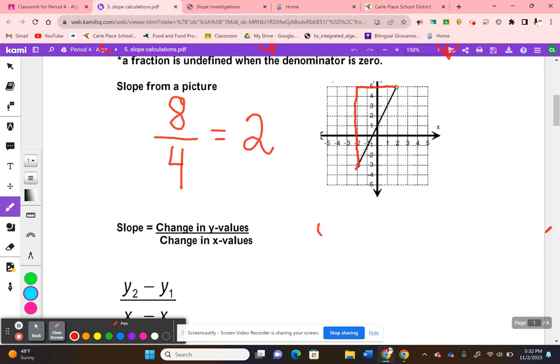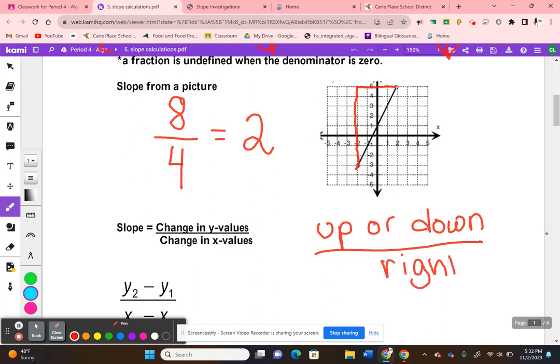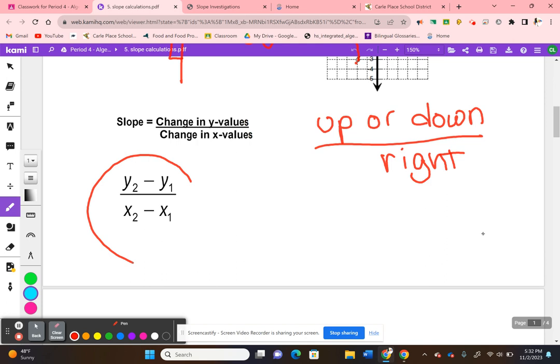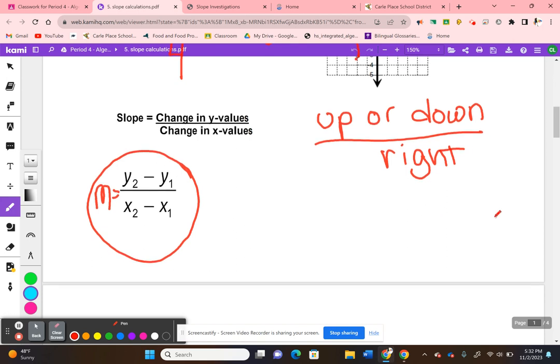So in simple words, it's your up or down over your right. And this is the slope formula, and the slope formula is actually given to you on the Regents exam, and it says m equals. M is the symbol or the letter that we use for slope, and it's a lowercase m.